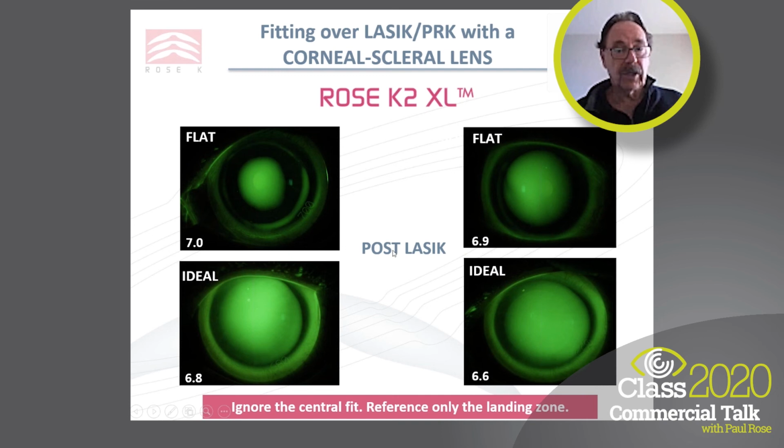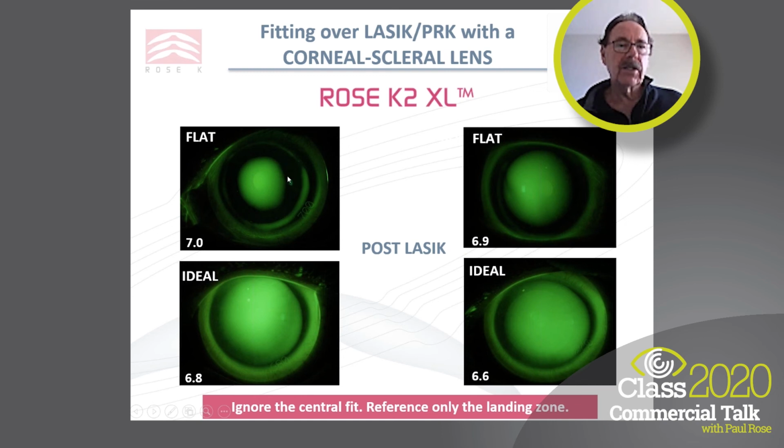This is on a post-LASIK case again. So this is a 7.0 base, and you can see here we've got a pulling here, and we've got a lot of touch, a very wide bearing area. Just steepening it by 0.1, we've reduced that bearing area. Going to 6.8, I'm now seeing a bearing zone which is right.